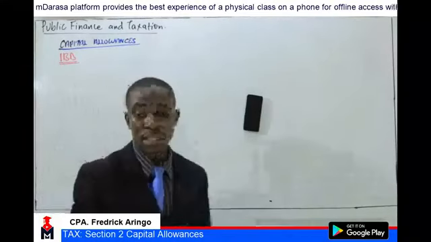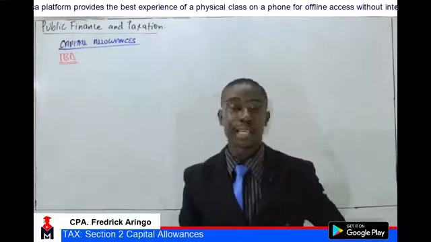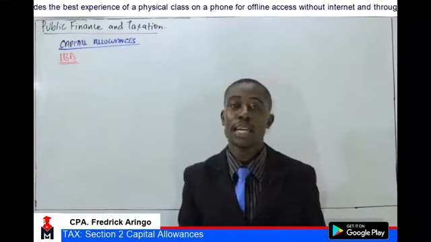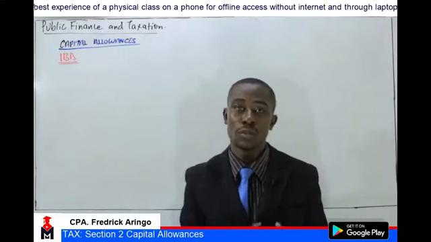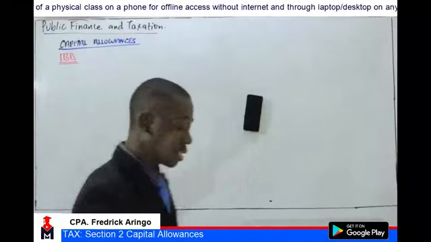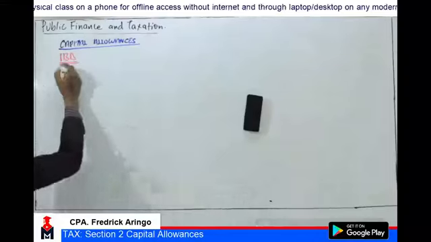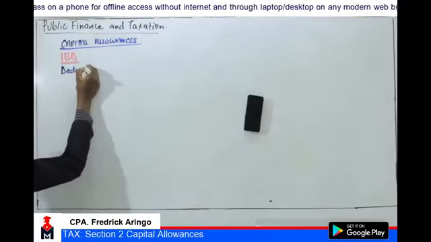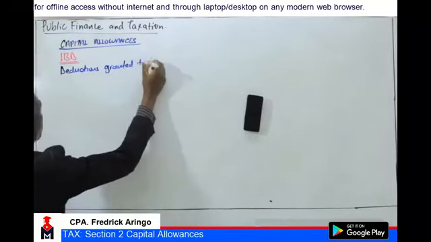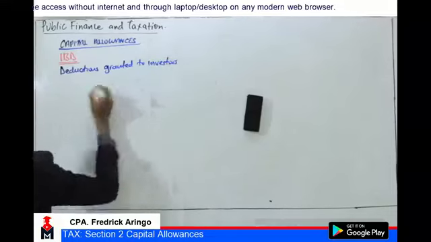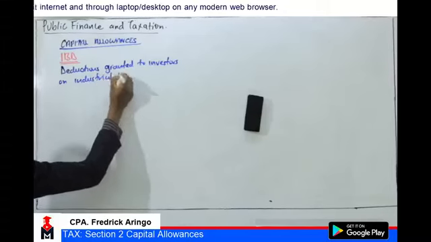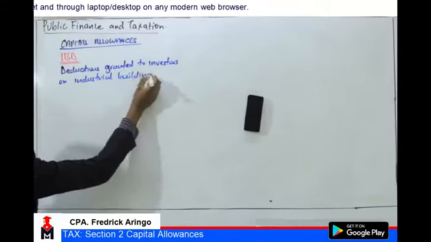We noted, and you must mark it very clearly, that whenever we talk of IBD, we are looking at deductions granted to investors on industrial buildings. Deductions granted to investors on industrial buildings.